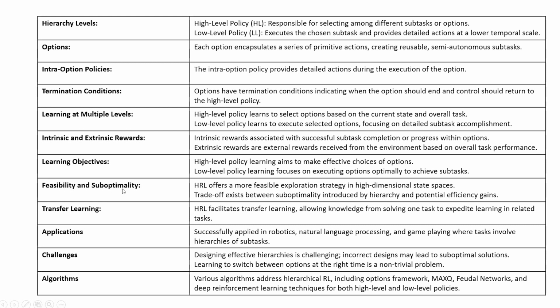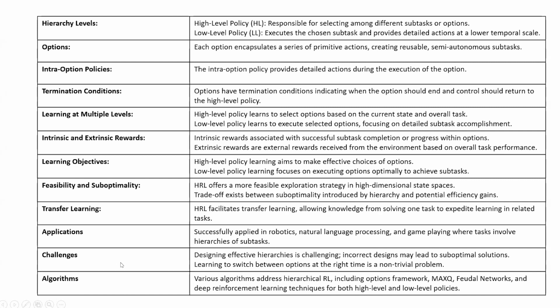You have feasibility and suboptimality. Hierarchical reinforcement learning offers a more feasible exploration strategy in high-dimensional states. A trade-off exists between the suboptimality introduced by hierarchy and the potential efficiency gain. And then you have the element linked to transfer learning. Hierarchical learning facilitates transfer learning, allowing knowledge from solving one task to expedite learning in related tasks. Applications have been successfully applied in robotics, natural language processing, and game playing, where tasks involve a hierarchy of subtasks.